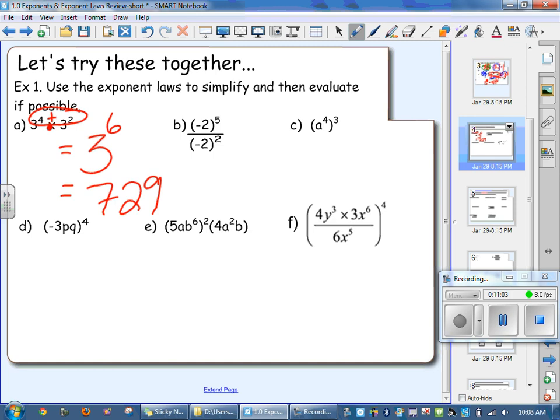So since my base is the same top and bottom, I'm going to take the exponents and subtract them. So now I'm going to end up with a final answer of -2. Yes, it's still in brackets because it is the base. Now to the exponent 3, so cubed. The 5 and the 2, I subtract them.